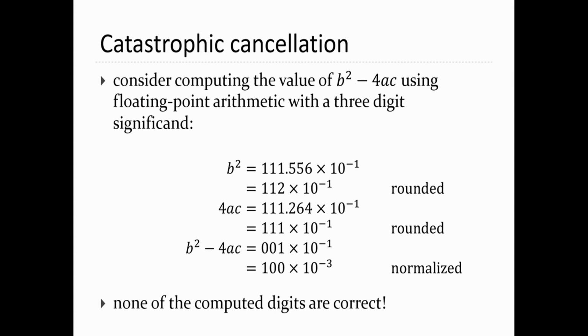So now I subtract the 2 results. Well, they have the same exponent. One's 112, one's 111, so the answer is 1 times 10 to the minus 1, or 100 times 10 to the minus 3. So that's my answer when I compute the result using the limitations of my floating point format: 100 times 10 to the minus 3.